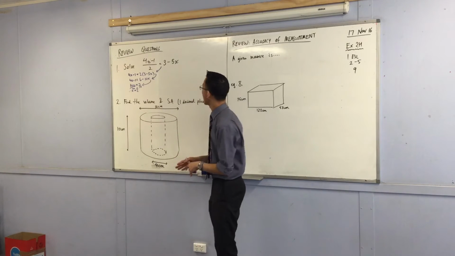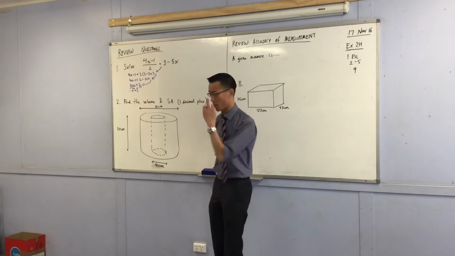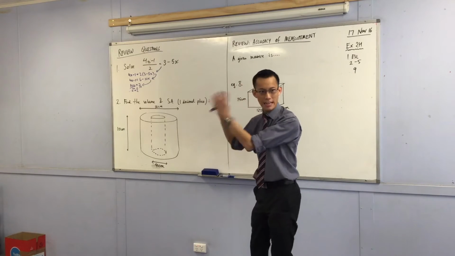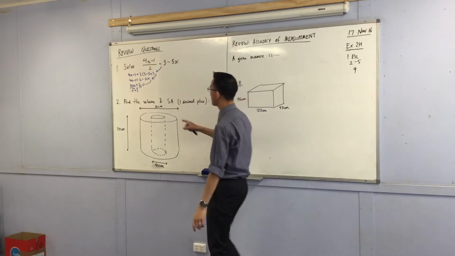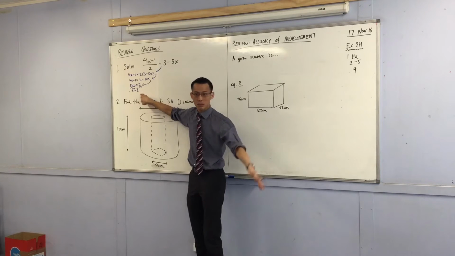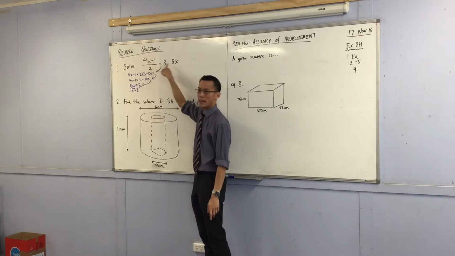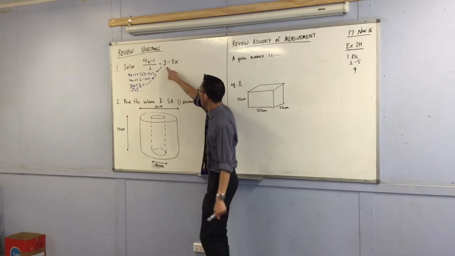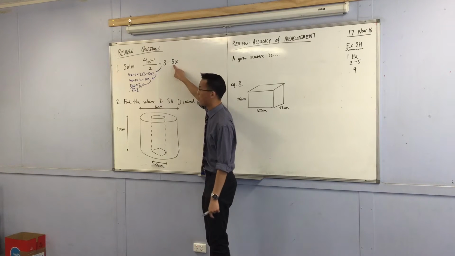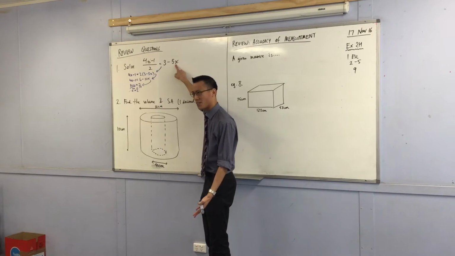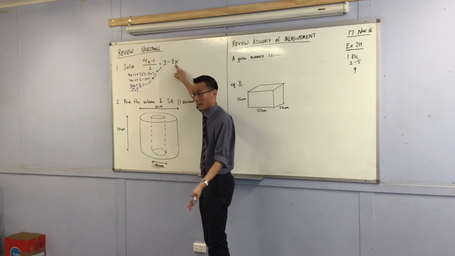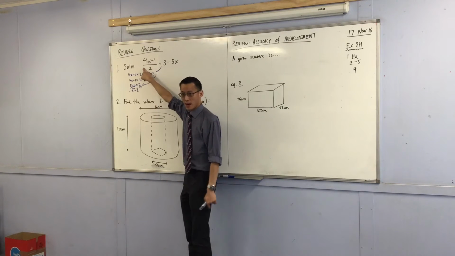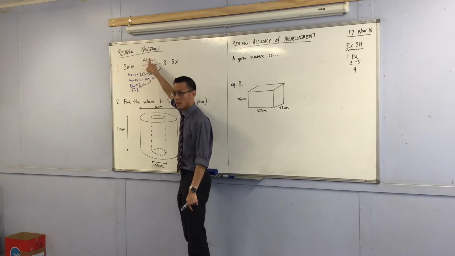One last thing: I didn't actually know what the answer was when I wrote this down. One of the ways I could look at that and instantly know something was wrong is if I just take 2 and have a look at what it might be up the top. Now I don't even need to know the values. Over here, 3 take away 5 times 2. That's going to be a negative number, right? I don't know what it is, but it'll be negative. Over here, 4 times 2 minus 1.